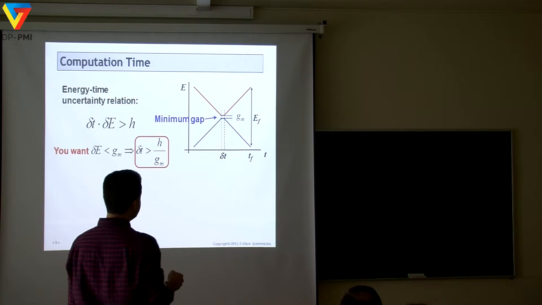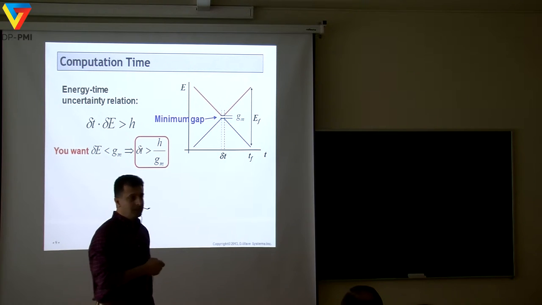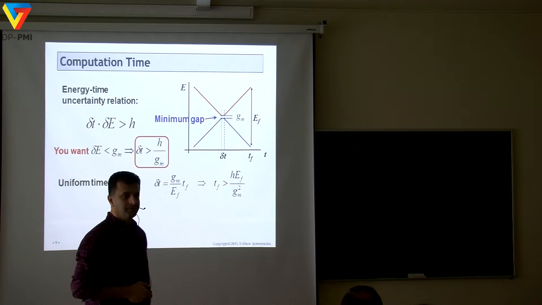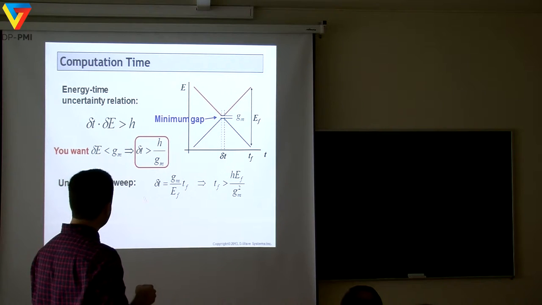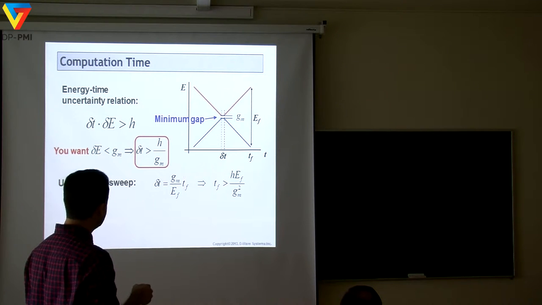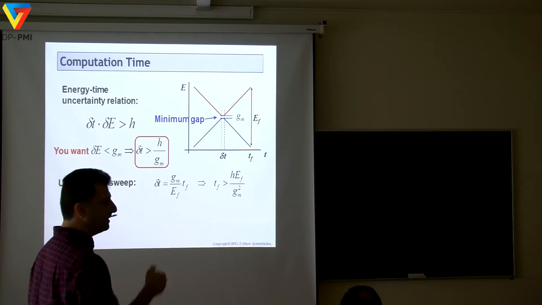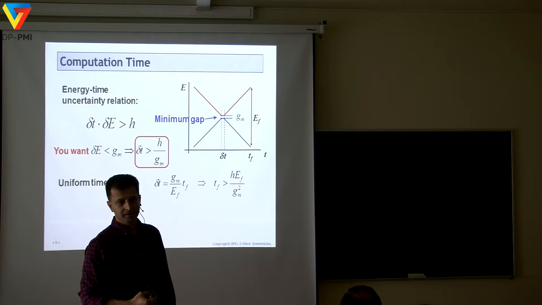The gap squared comes in because the ratio of this delta t with the total time, the ratio of this region to the total time, is the ratio of the gap to the total energy when you have an anticrossing. Therefore, if I use this formula relating delta T to the total time, and then I use the uncertainty relation, I get the adiabatic theorem just using the uncertainty relation.